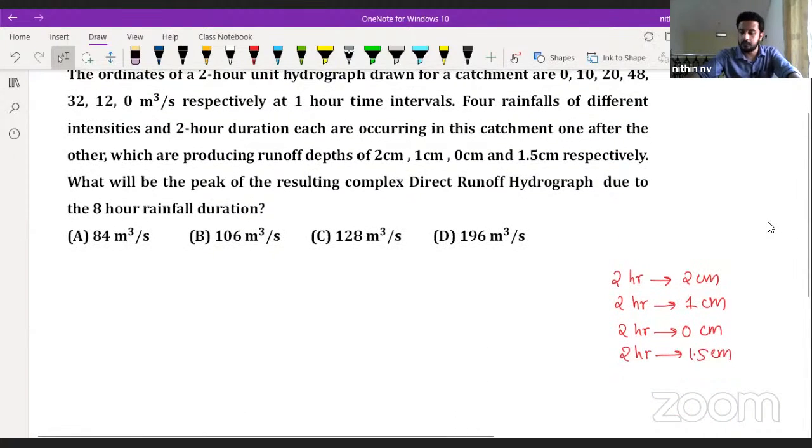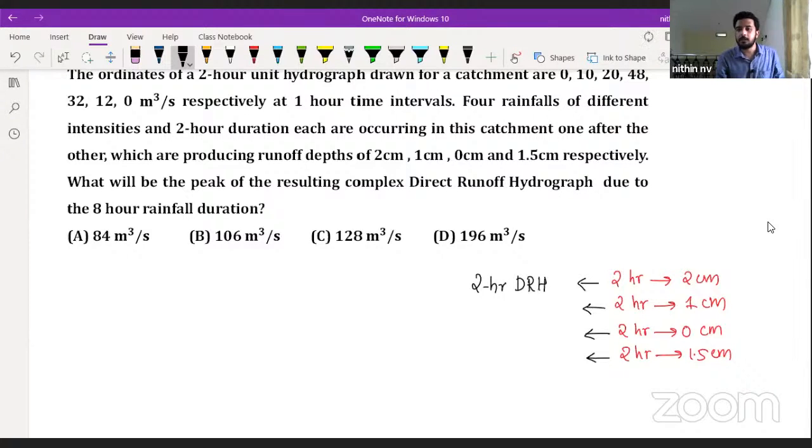Now, whenever you have data like this, for the same duration we have different runoff values. Then what we have to do to calculate, see, for each of these 2 hours, we can calculate separately. As the runoff values change, we will be getting different DRH. We can find a 2-hour DRH here. We can find another 2-hour DRH here. We can find another 2-hour DRH for the third one. And the last is another 2-hour DRH.